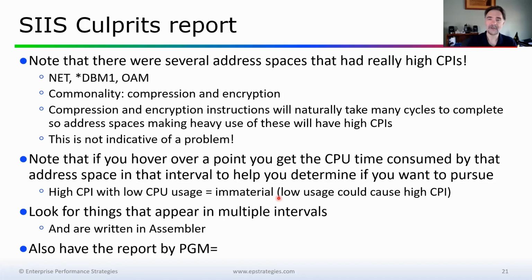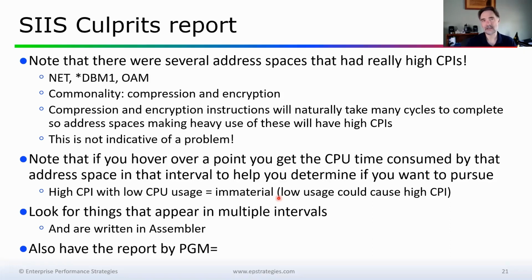Now, if we're looking at this live, you could hover over those individual points and see, oh, here's a high CPI, but there's low CPU usage, so maybe this is immaterial to me, right? It may be driving some of that SIS indicator percent, but it's probably immaterial to me. And at times, low usage can also drive a high CPI. Why is that?